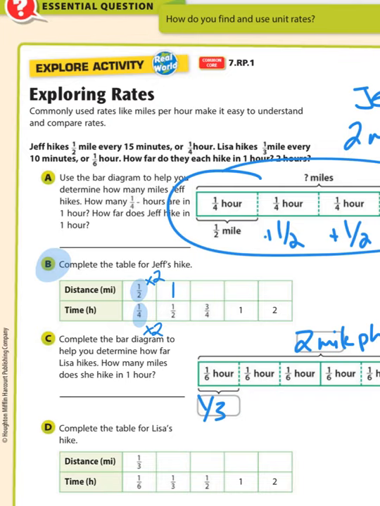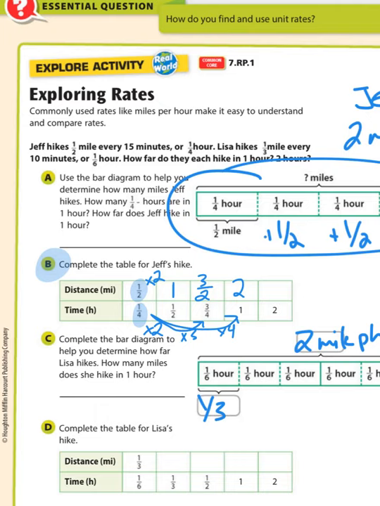Then we can also take that 1/4 times 3. So 1/4 times 3 to get to 3/4. So 1/2 times 3 is going to be 3/2. He's hiked 3/2 of a mile in 3/4 of an hour. And last, 1/4 times 4 to get to 1. So 1/2 times 4 is going to be 2 miles.